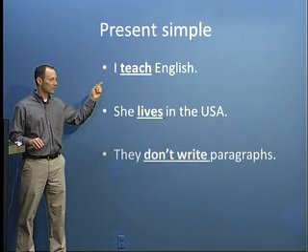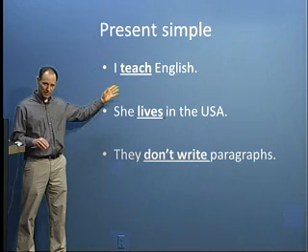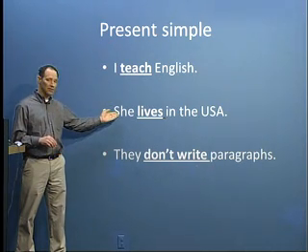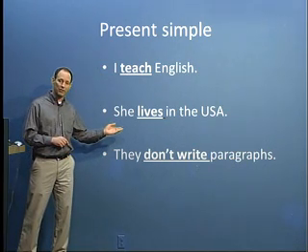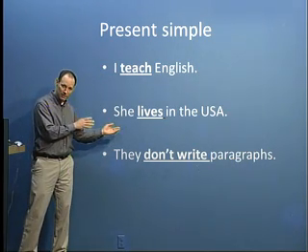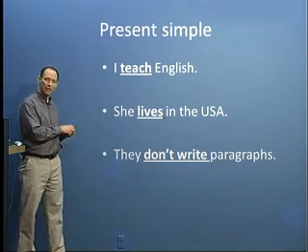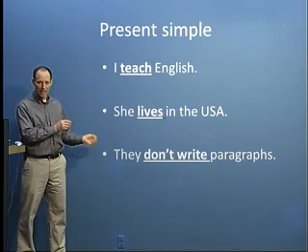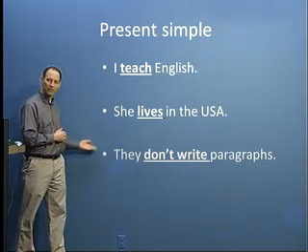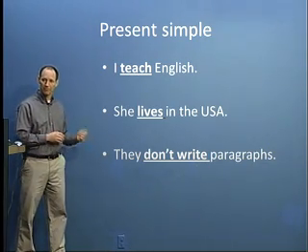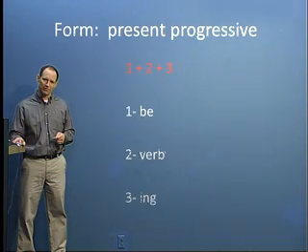I teach English. In this situation, I have the subject I and the verb teach. She lives in the USA. In this situation, she is my subject and my verb lives. I need the S on lives because the subject is she. And in the third example, it's negative, so I use don't, or I could use do not. They don't write paragraphs. Let's move on and look at present progressive.